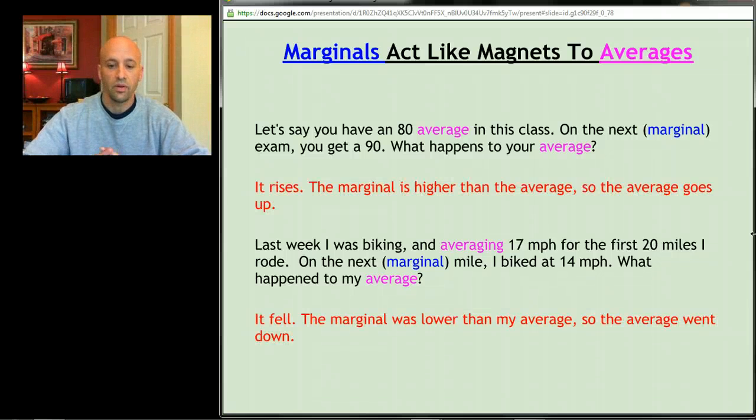Well, it's kind of intuitive. In the exam or the class average example, if you have an 80 average and you get a 90 on your next test, your average has to go up. That marginal number, the 90, is pulling the average number, the 80, in its direction. Or in the biking example, if I'm biking at 17 miles an hour and then the next mile I bike at 14 miles an hour, my average is going to have to drop. Again, that marginal is pulling the average in its direction.